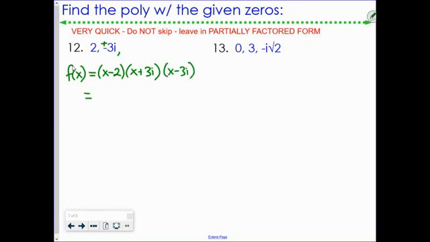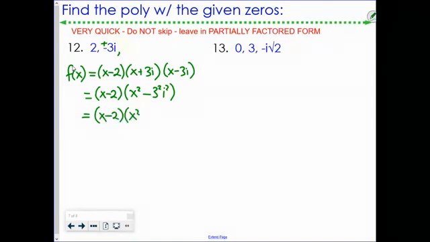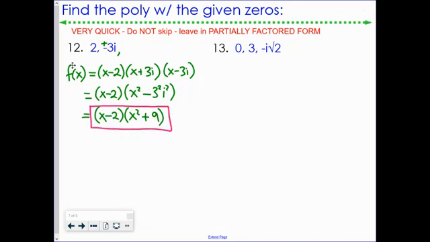Okay, we want it partially factored, so let's do x minus 2. Difference of squares, this would be x squared minus 3i squared, which is 3 squared i squared. So this would be x minus 2, x squared. 3 squared is 9, i squared is minus 1. So we're subtracting negative 9, which is the same as adding 9. That's this one. And number 13.